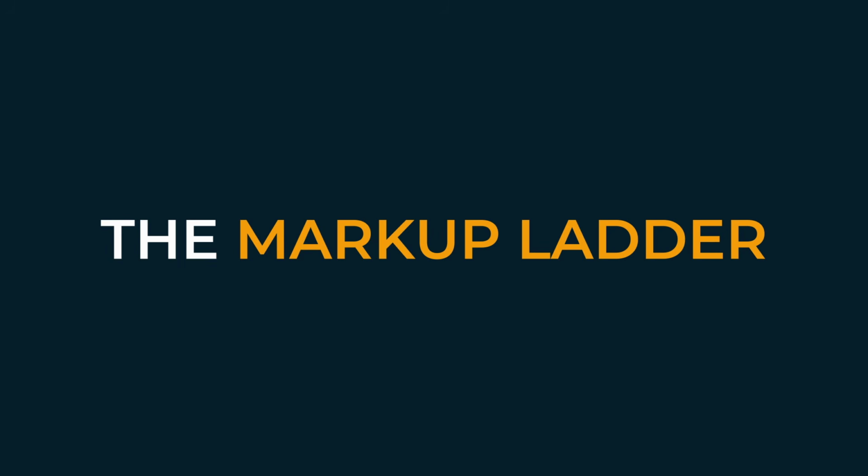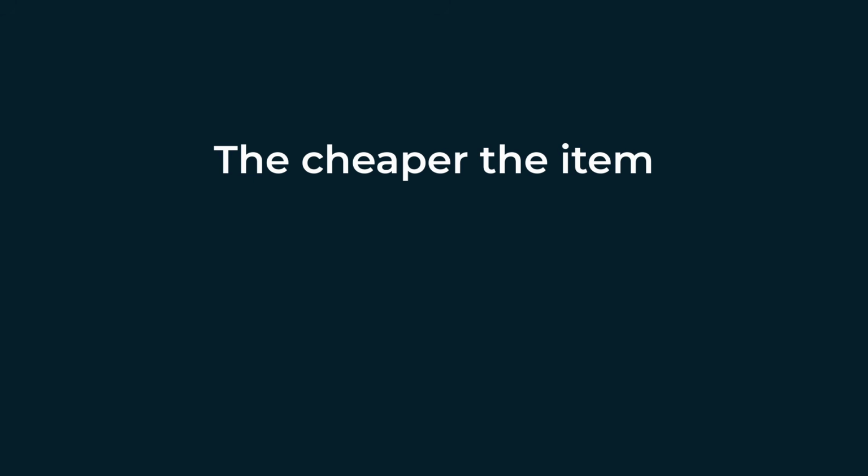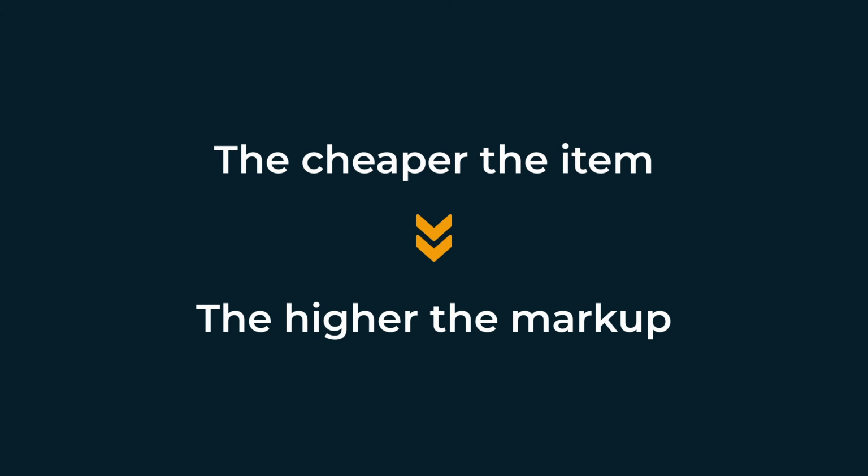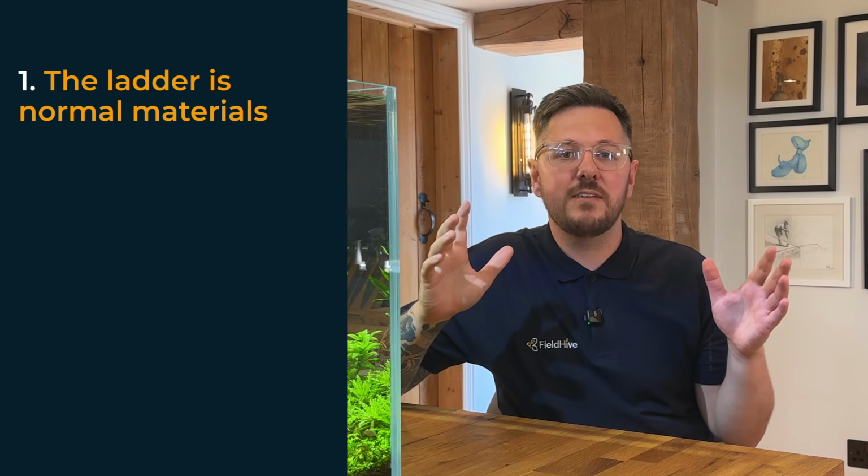The better approach is what I call the markup ladder. You start with a sensible percentage for the type of item, then check the cash value, the quantity and the risk. The main rule is this: the cheaper the item, the higher the markup may need to be, unless quantity changes the result. The first level of the ladder is normal materials.